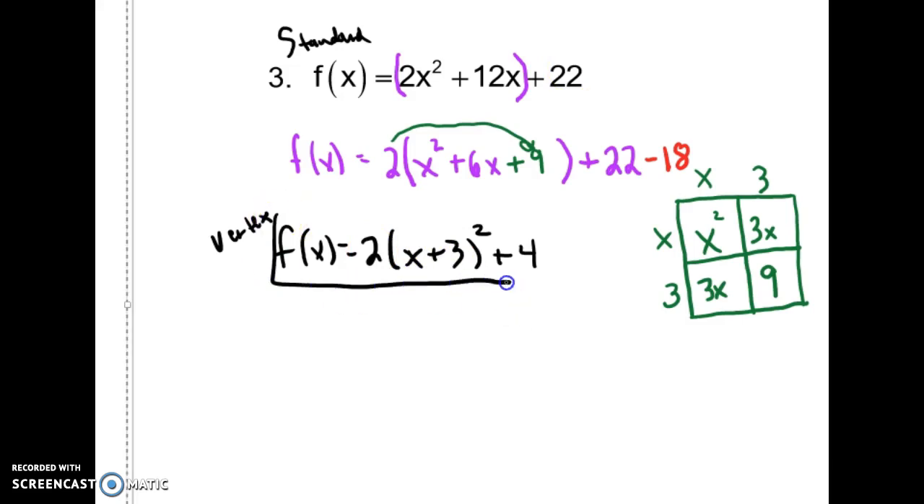So this is my equation in vertex form. I can easily pick out the vertex, how it opens, increasing, decreasing, all that good stuff from the vertex much more easily than from standard form. So that's when we're taking a positive number out.